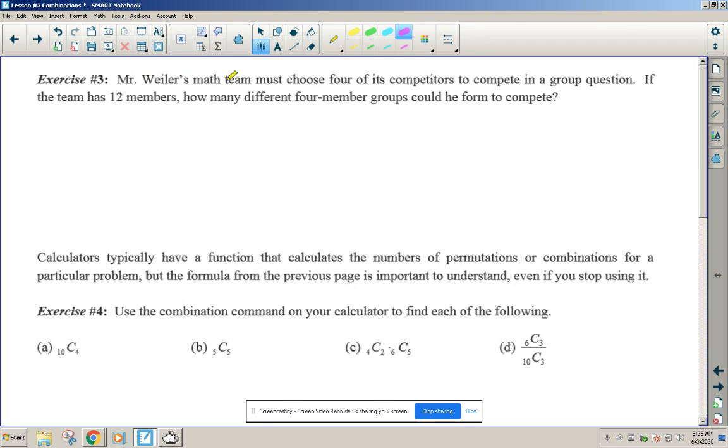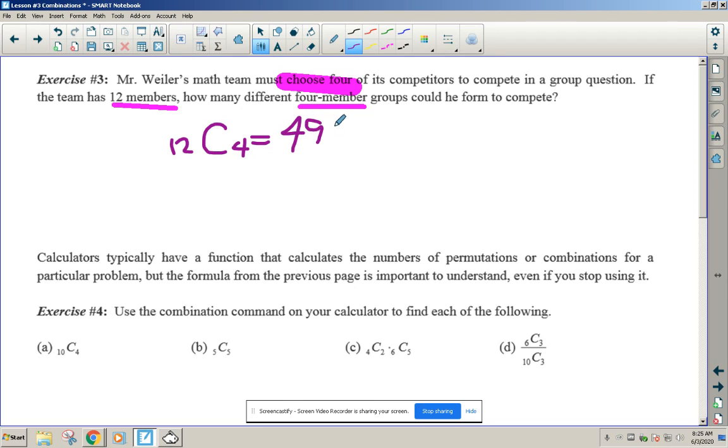So here, Mr. Wheeler's math team must choose. So there's my keyword. It has 12 members, and we want 4 of them. So the minute they said the word choose, we have 12, and we're going to choose 4. So go ahead, put that in your calculator, and then look to see, do you get what I got, which is 495 ways he can choose 4-member groups.